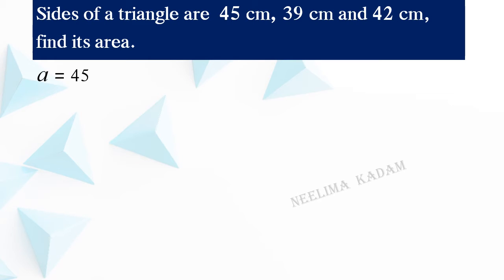A is equal to 45 centimeter, B is equal to 39 centimeter, and C is equal to 42 centimeter. We want to find the area of this triangle. Okay. Now, three sides are given. Therefore, first of all, we will find out the semi-perimeter.